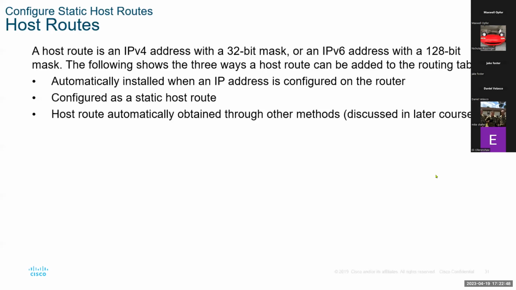Static host routes. A host route is an IPv4 address with a 32-bit mask or an IPv6 address with a 128-bit mask. The following shows the 3 ways a host route can be added to a routing table: automatically installed when an IP address is configured on the router, configured as a static host route, or automatically obtained through other methods.